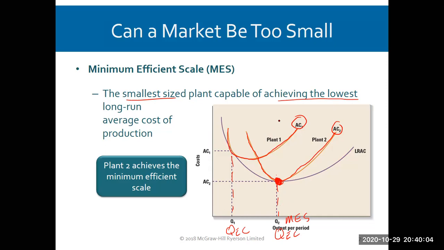So remember, because there will be a multiple choice, it's the smallest size plant. That's what it means by minimum. So if you have a bunch of plants that all achieve the lowest long run average cost, so they're all at constant returns to scale, like in the previous slide, you pick the smallest plant. That's the minimum efficient scale. That'll help you definitely with your Connect.